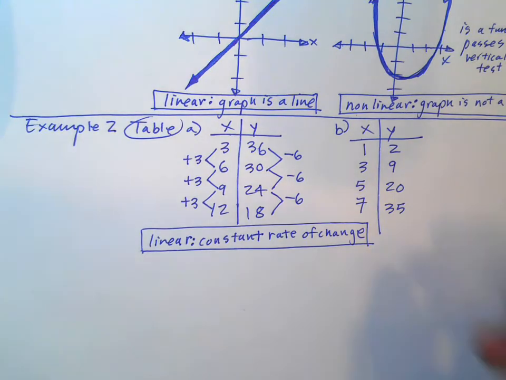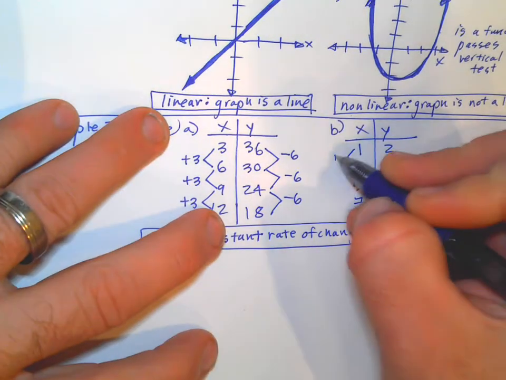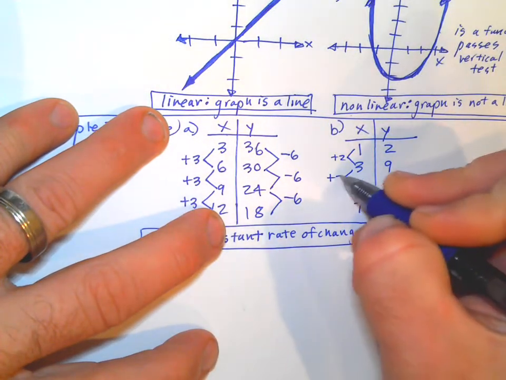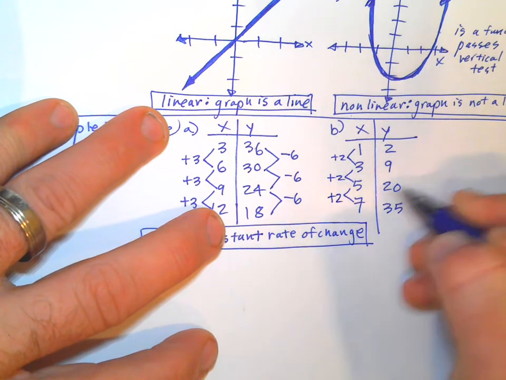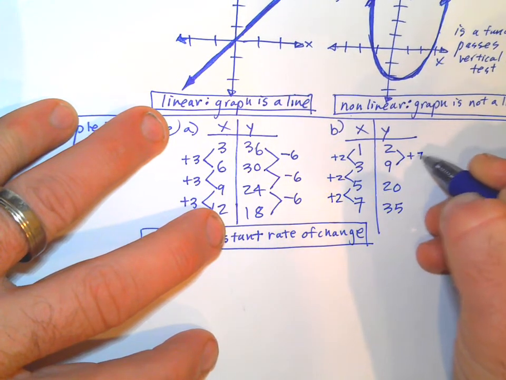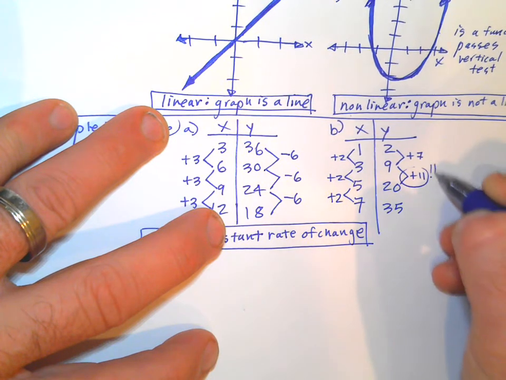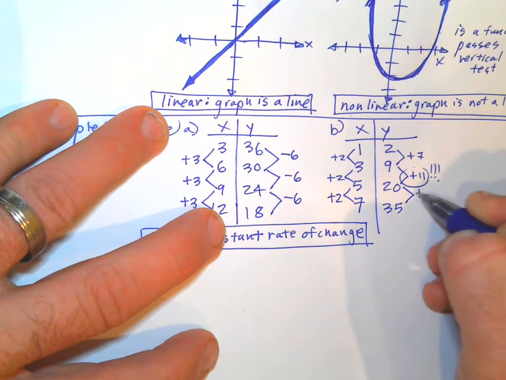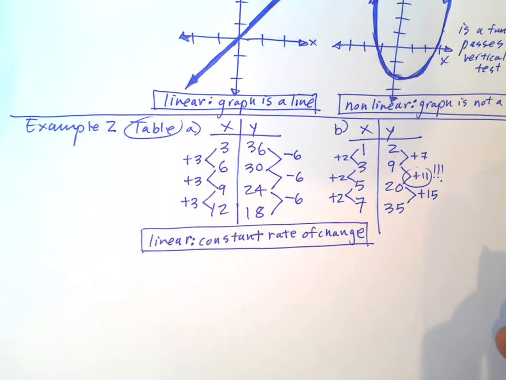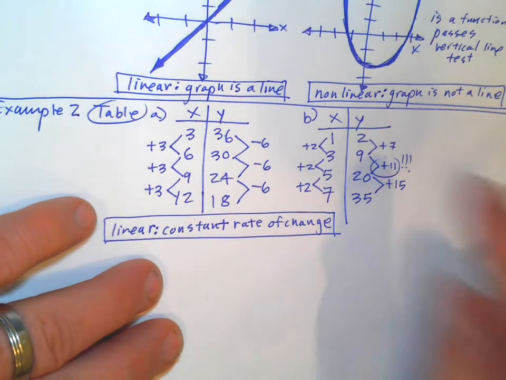And so let's see the rate of change. This is plus 2, this is plus 2, this is plus 2, all good there. This is plus 7, this is plus 11. Oh my gosh, already know it's bad. Plus 15. It's not staying the same. You could do something like this, be like, hey, look, that's the problem.